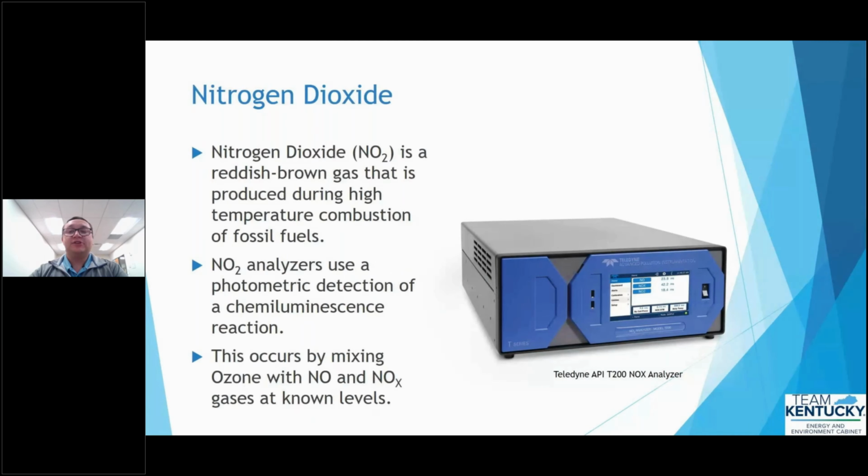The last continuous gas analyzer we operate within our network is for nitrogen dioxide, or NO2, which is a reddish-brown gas that comes from the combustion of fossil fuels at high temperatures. Our agency measures for NO2 at 5 locations across the state, and we operate the Teledyne API T200 NOx analyzers. These analyzers use a photometric detection of chemiluminescence by mixing ozone with NO and NOx gases at known levels.